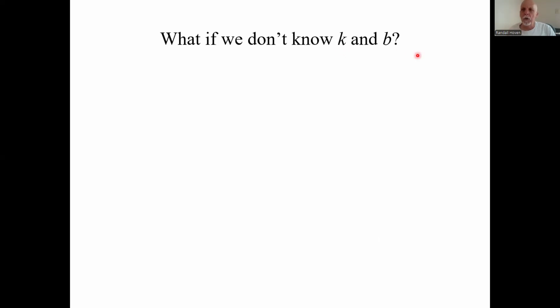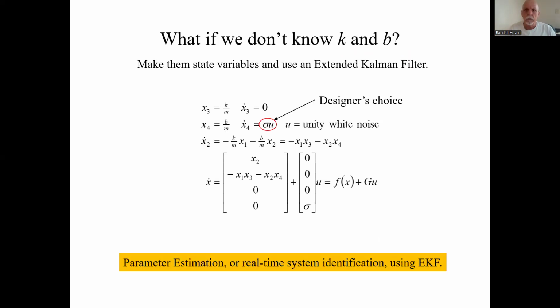what if we don't really know those spring and damper constants? Or what if they're not really totally linear? What if they change a little bit by position or by time? Well, one way to deal with that is to make them state variables and use an extended Kalman filter.